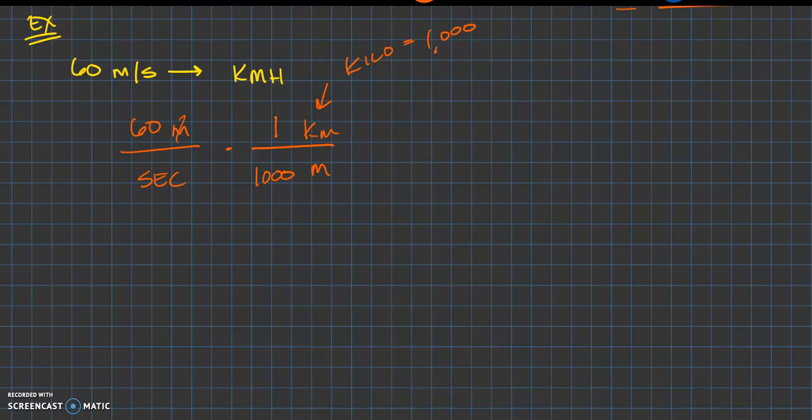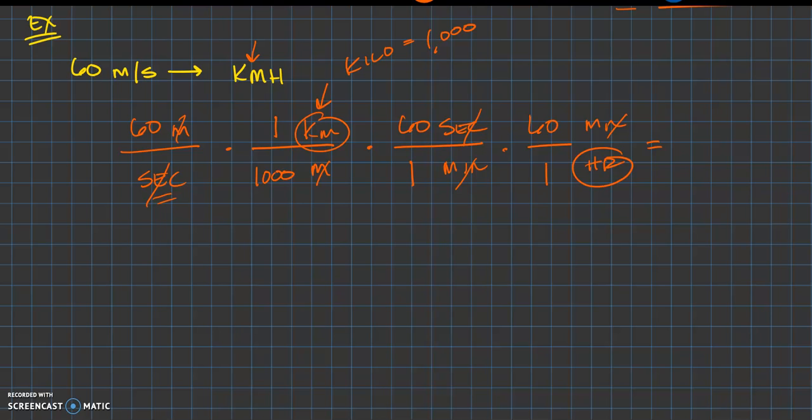So now my meters have canceled, and I'm left with kilometers. So I have my distance unit, but what about time? I want to go seconds to hours. Seconds is in the denominator here, so I have to put it in the numerator. And let's go seconds per minute. And I want the minutes to cancel and then to hours. And so this will cancel my seconds, cancel my minutes, and I'm left with kilometers per hour. So there are 60 seconds in 1 minute, and there are 60 minutes in 1 hour.